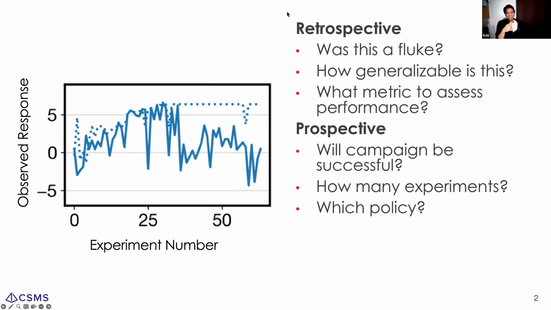Yeah. You could ask, how many experiments should I do? Should I do 20 experiments, 50 experiments, 100? What's a good budget to allocate? And what policy should I pick, right? There is not just one way to balance between exploration and exploitation. There are actually lots of different ways. And so the question is, which one should I use for this experiment?